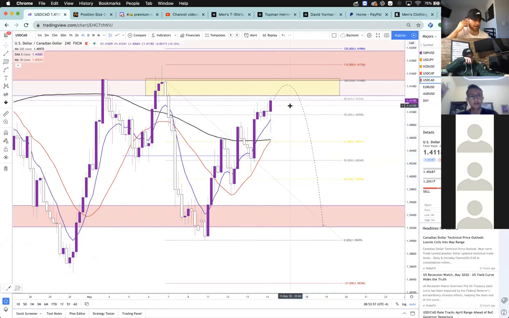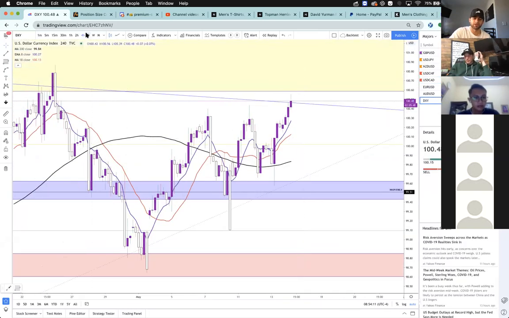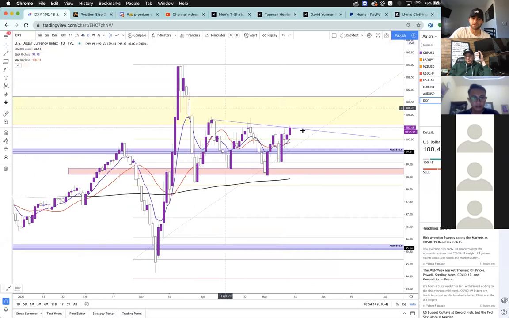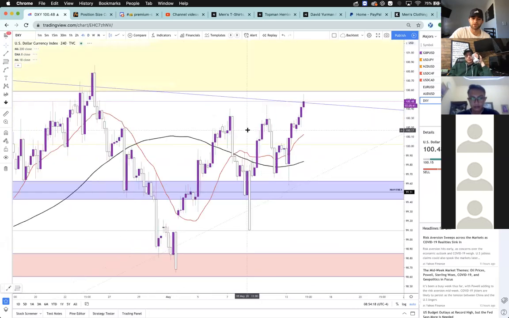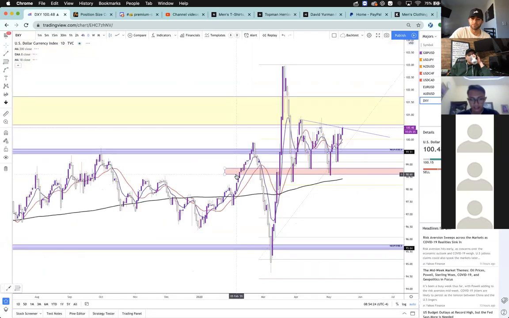So this is USD CAD. I won't take any positions at the moment. And again, this is in correlation with DXY. We'll see what DXY does. It's coming to a level where it could definitely find some resistance. We've got this trend line going on the 4-hour. Yeah, we're definitely coming up into a zone.